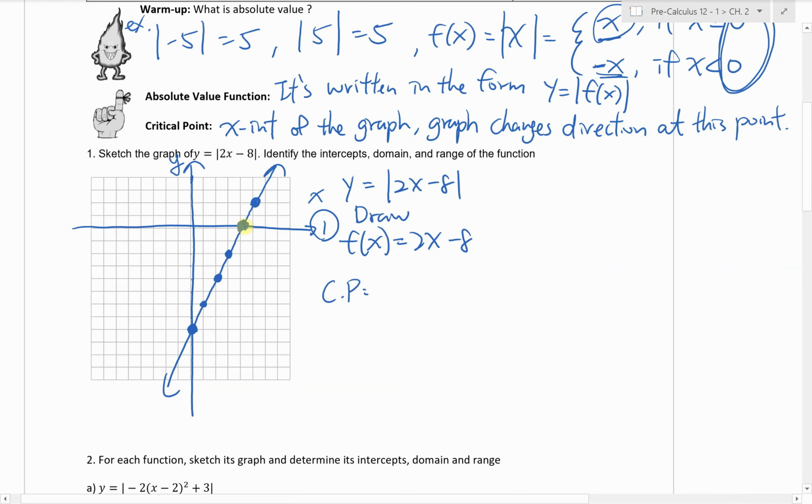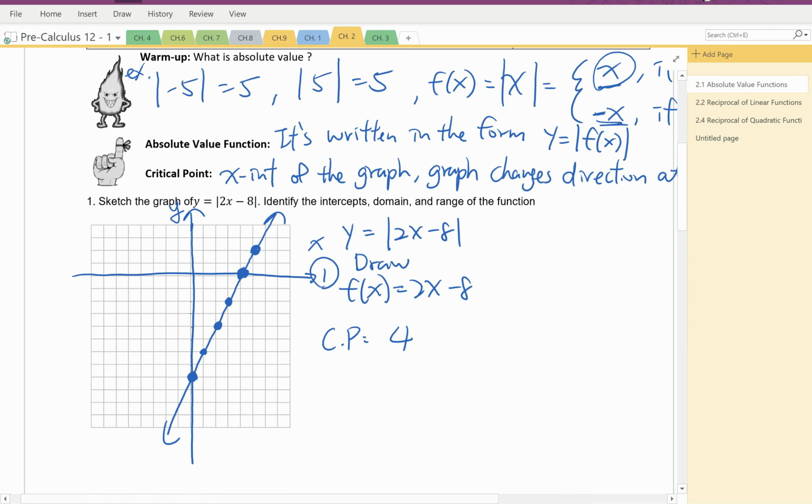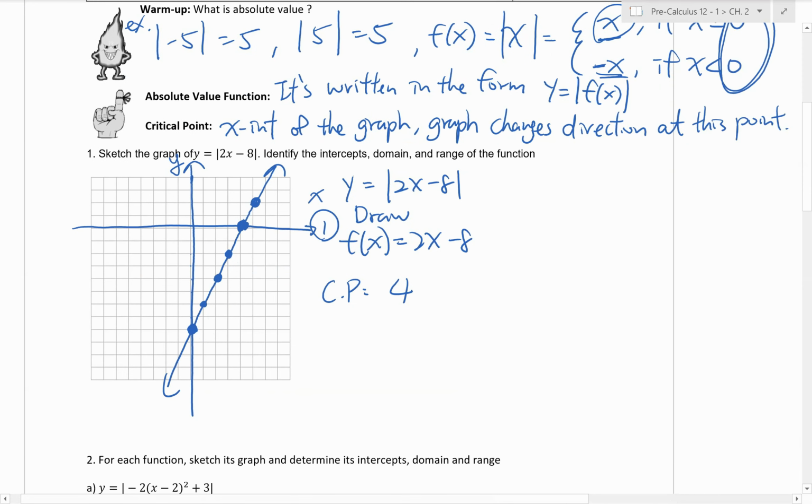Now here, our x-intercept is 4. So this is our critical point, which means the graph will change there. I'm going to use a different color and put a dot there at positive 4. Now, if you think about what absolute value means, absolute value simply means when it was negative, we're going to make it positive. So same thing on the graph: when it was negative, we are just going to flip it over to make it positive.